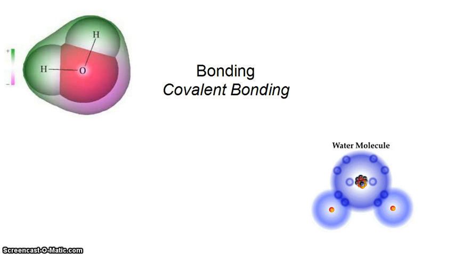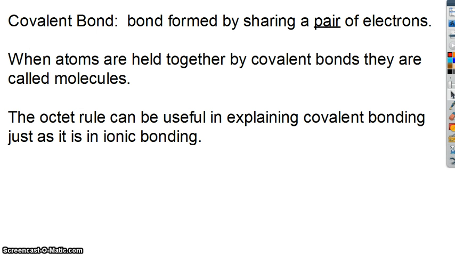This video is the second in the series on bonding. In this one we will be talking about covalent bonding. A covalent bond is a bond that's formed by sharing a pair of electrons. So every covalent bond has two electrons. When we hold atoms together in this way, we call them molecules. So a compound is molecular if it's held together by covalent bonds.